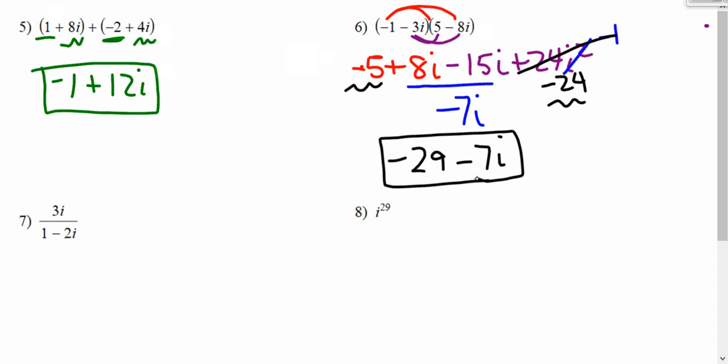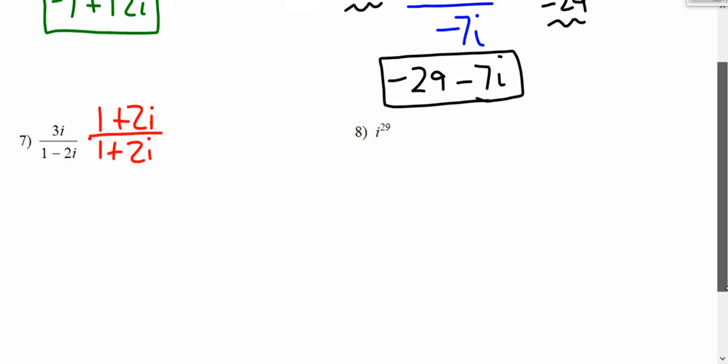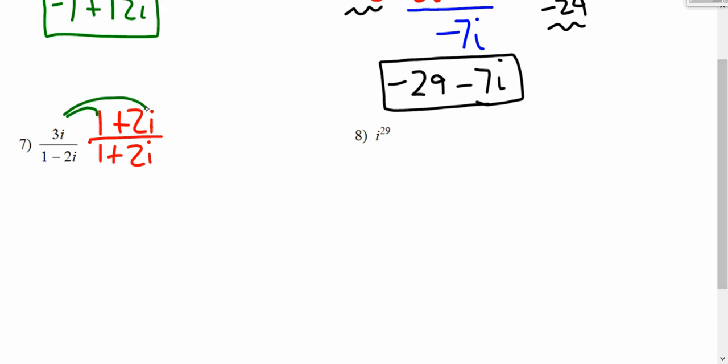Next, you've got an i on the bottom, and that's not reduced, so we're going to get rid of that i on the bottom in this way. We're going to multiply by a very special kind of 1. There's a lot of distributive property here. We're going to distribute on the top, and we get 3i plus 6i squared. Remember, i squared equals negative 1.